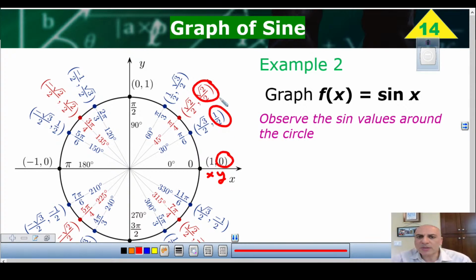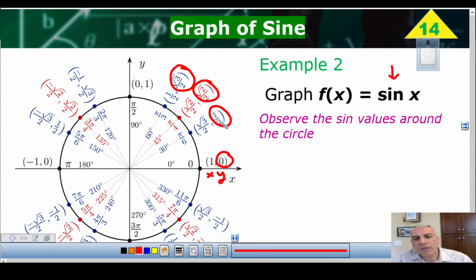While you're watching me do this, can you use your calculator to find the approximate value for square root of 2 over 2? And somebody else use the calculator to find the value for square root of 3 over 2. If you observe exactly what I'm doing, I'm just circling the y's, because we want to graph the y function. So I'm just going to observe the y.